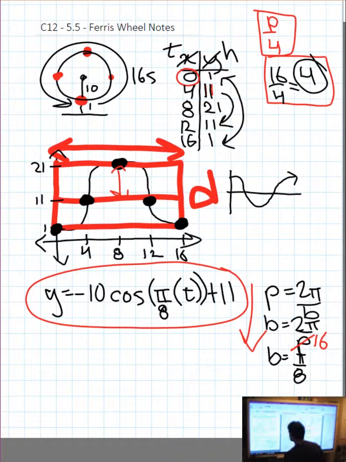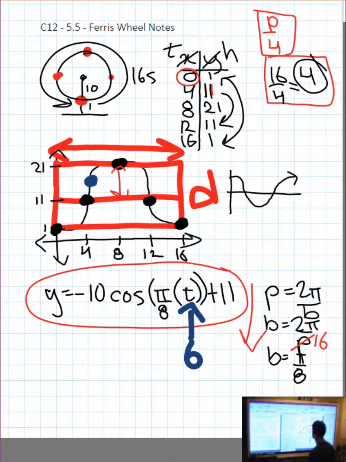So the next few questions: how high 6 seconds in? Well, I'm going to put the point on in big blue, 6 seconds in. That's going to be about here. And all we'd have to do is put 6 in for t. And then type it in your calculator, or try and do it without your calculator. It's more fun that way.